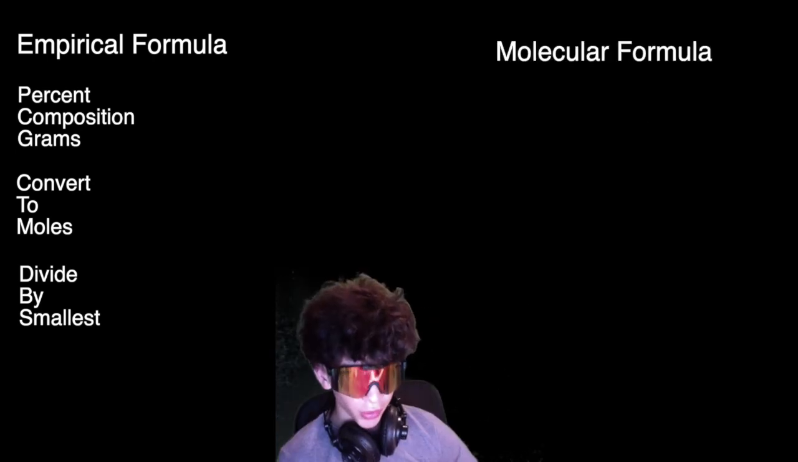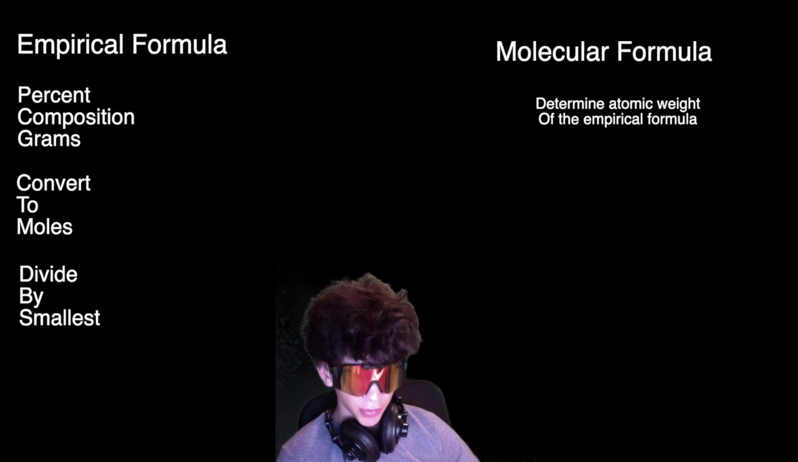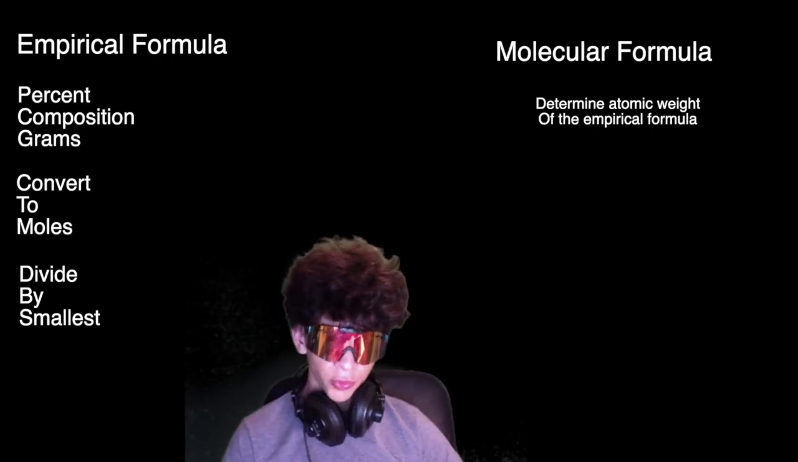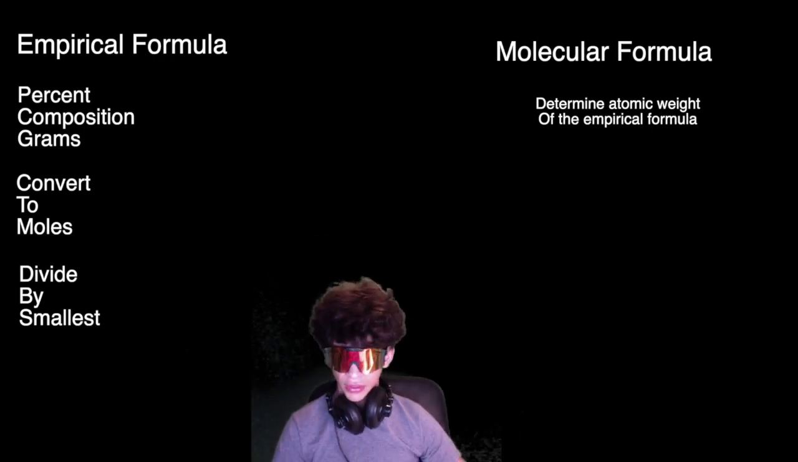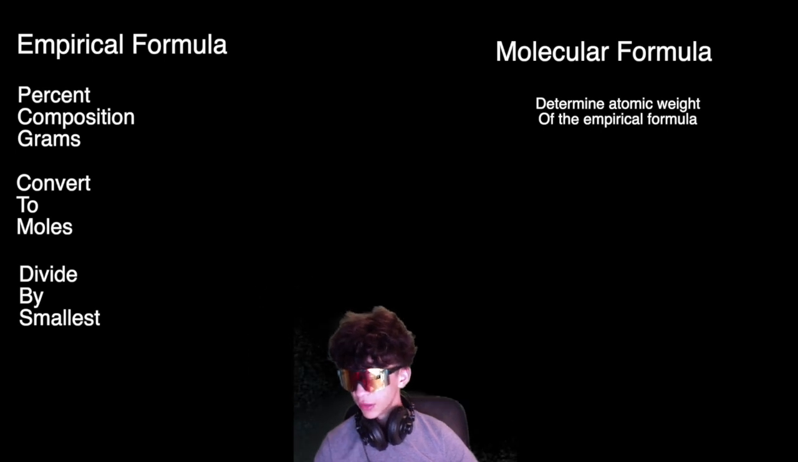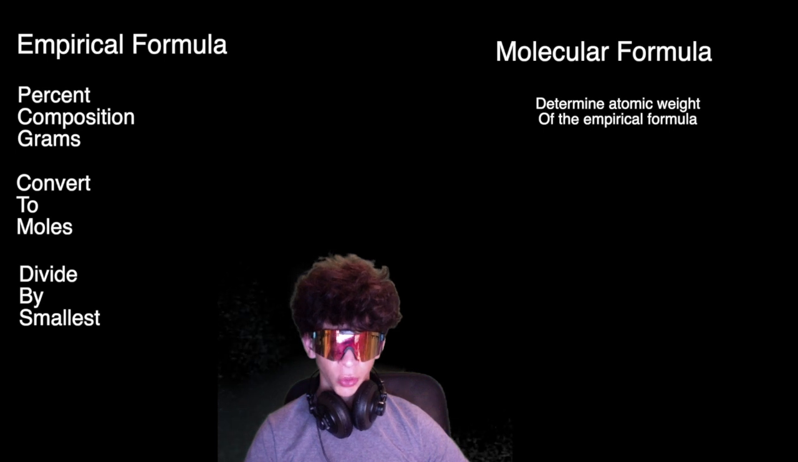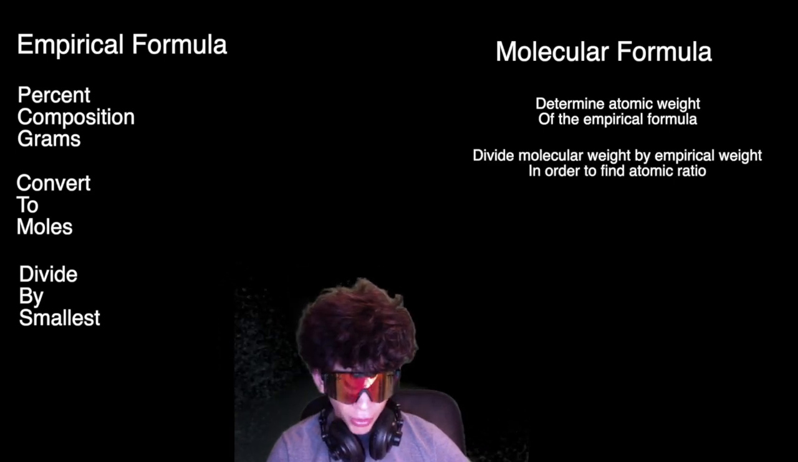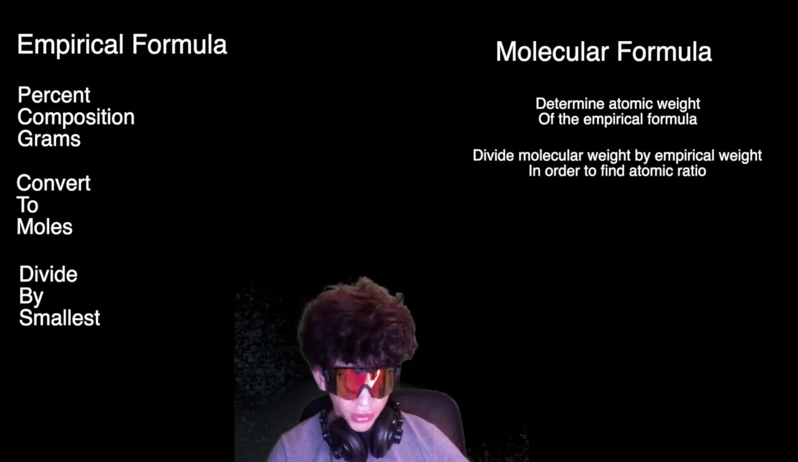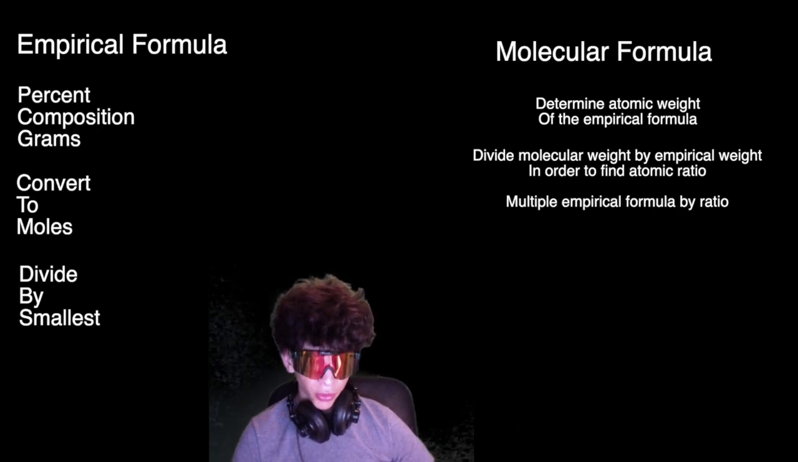And as for the molecular formula, determine the atomic weight of the empirical formula. You can do this by just looking at the atomic mass of the individual elements and multiplying them by their individual quantities. Divide the molecular weight by the empirical weight in order to get the molar ratio between the equations. Then multiply the quantity of each element within the empirical formula by said atomic ratio. That's just how you solve an empirical formula, molecular formula type problem.